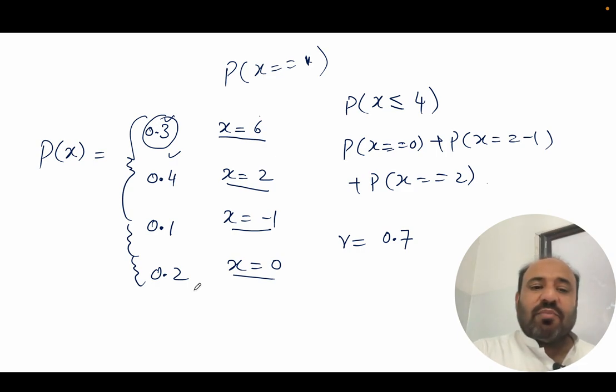So 40% is the probability of 2. 30% is the probability of 6. 1% is the probability of minus 1. 2% is the probability of 0. If a number of 70% is generated, nothing should be returned. But I'm confused. How to generate these numbers?